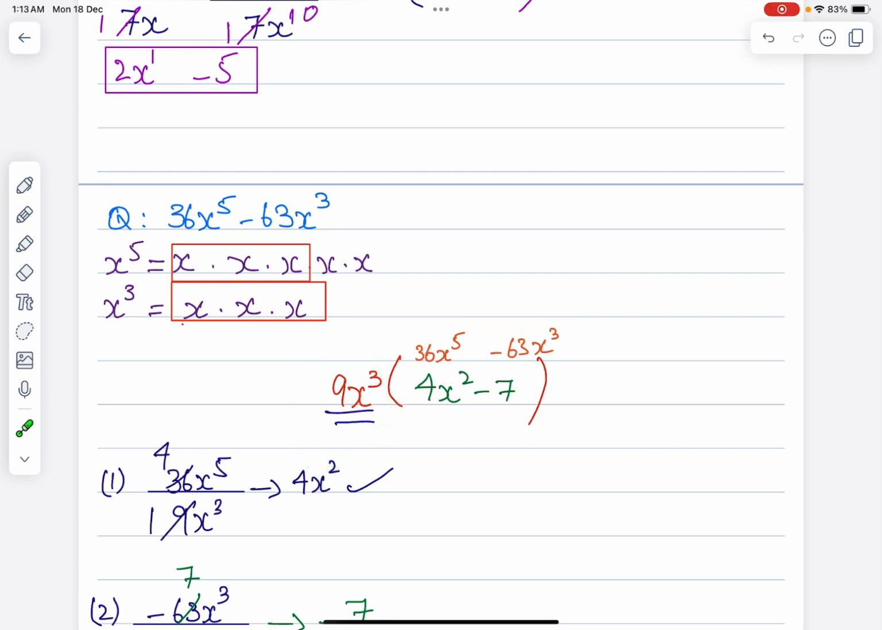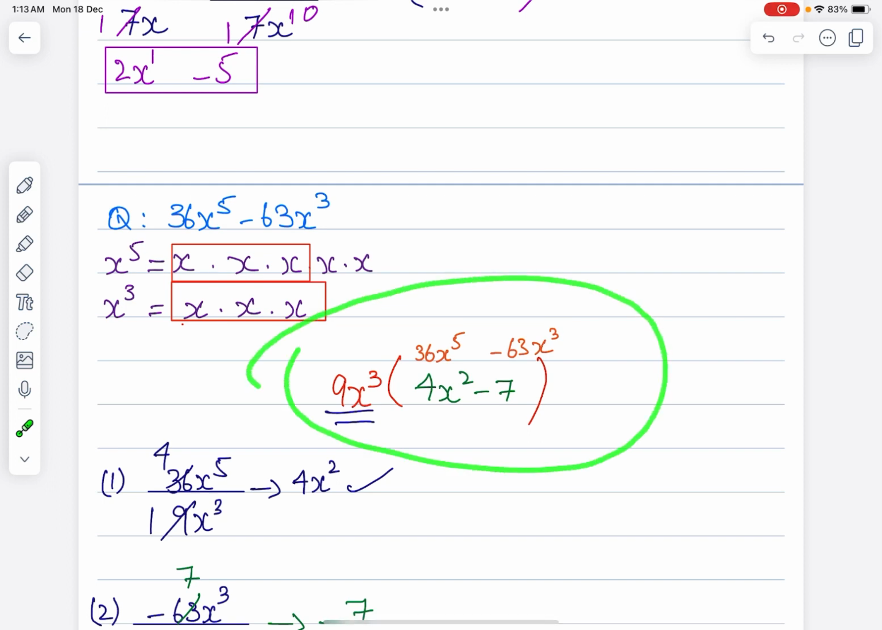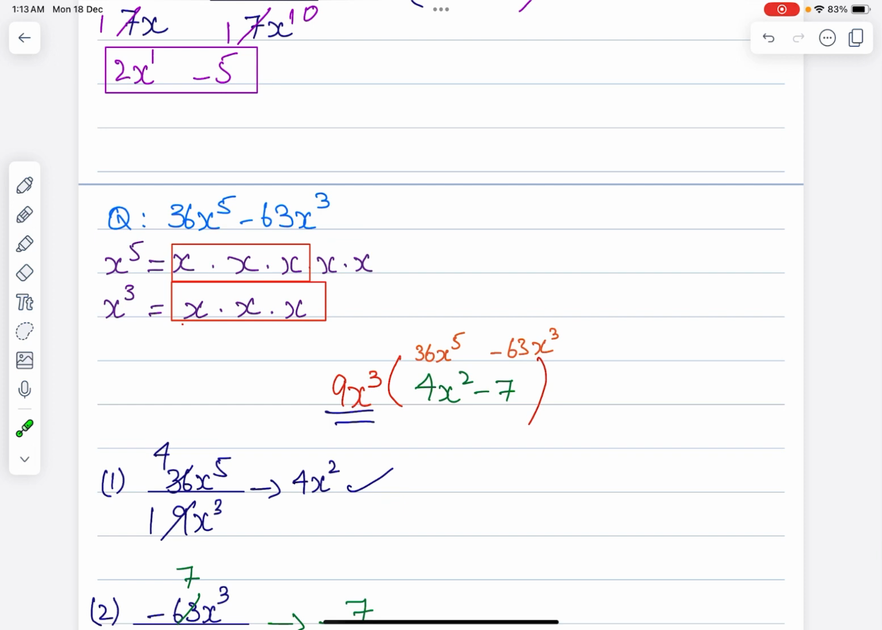Now we open the parenthesis because this is the process of factoring out your greatest common factor. If the question has just asked you to find the greatest common factor, you give this answer. But if the question has asked you to factor out the greatest common factor, then you have to give it in this way. This is the correct way. Otherwise, you're not going to get the marks for it.